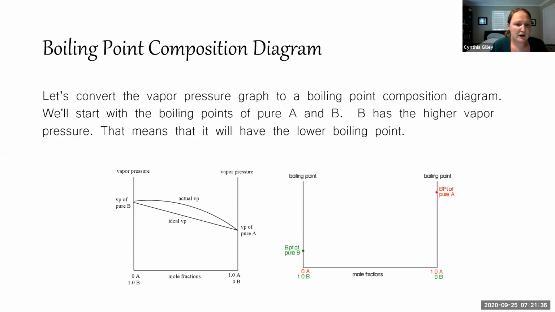So let's convert the vapor pressure graph to a boiling point composition diagram. We'll start with the boiling points of pure A and B. Since B has the higher vapor pressure, that means it will have the lower boiling point. So notice how the vapor pressure of B is the higher vapor pressure, so when we're converting that to boiling point, we go ahead and make it the lower boiling point. And A having the lower vapor pressure will have the higher boiling point. Notice that the x-axis has not changed.